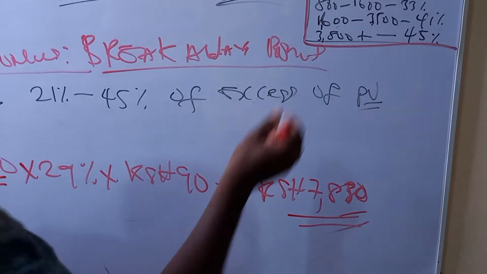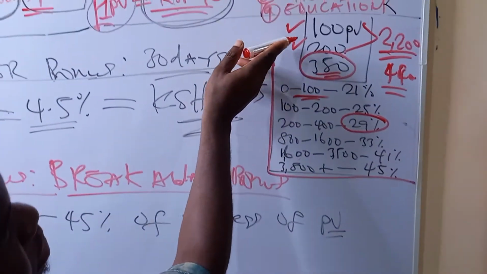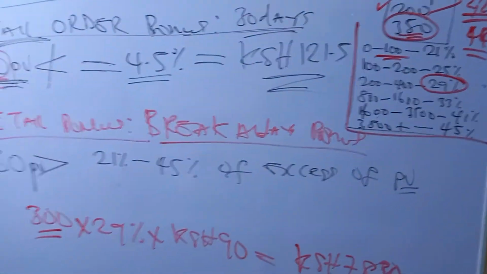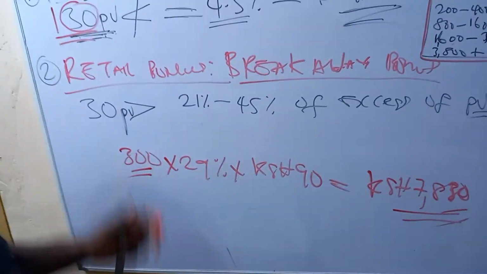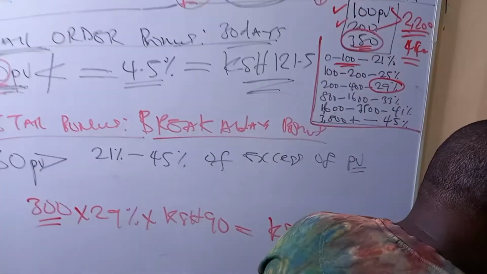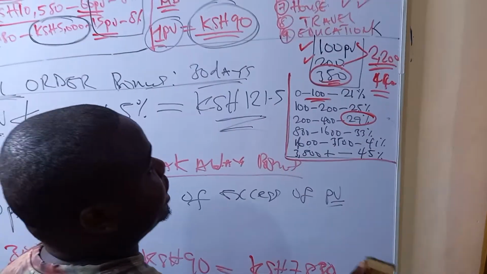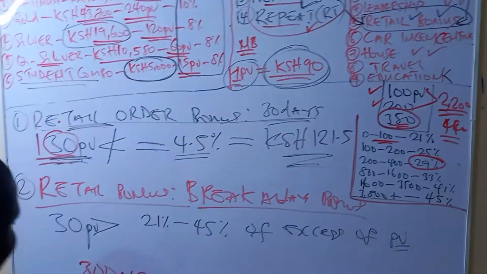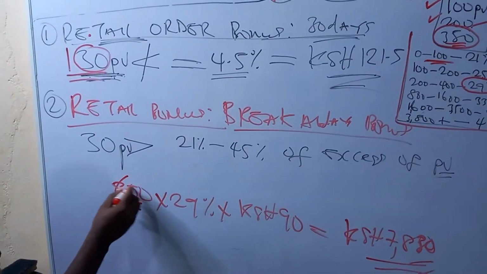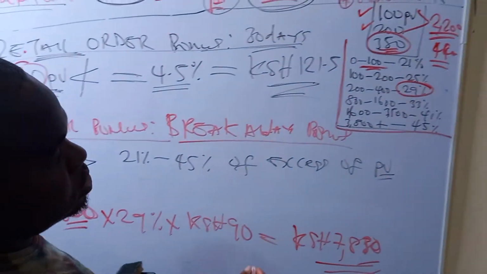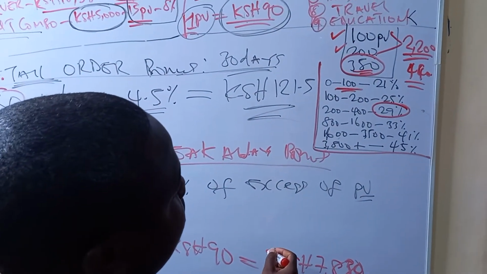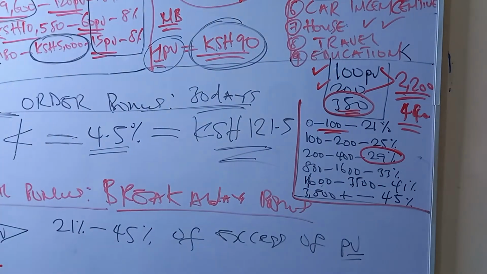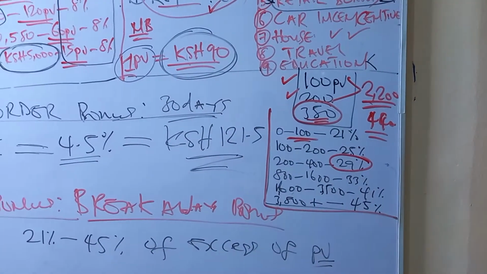Now imagine if I was to add all of this. This is 300 plus 350, because for retail order, it doesn't care if your leg is balanced or not. All your PVs count. There's no leg balancing in retail order. So let us do an example: 300, 350, that is 650. So 650 falls under where? It falls under 29% still.